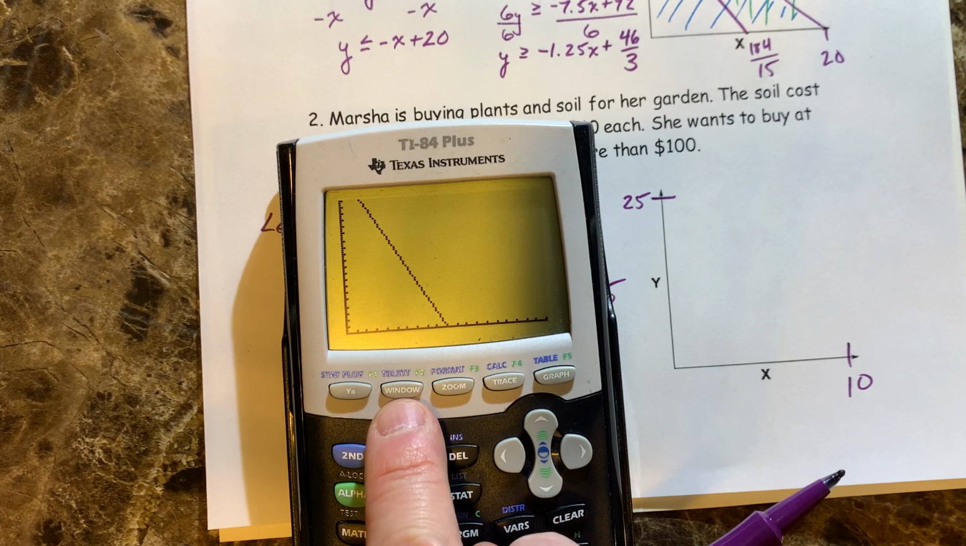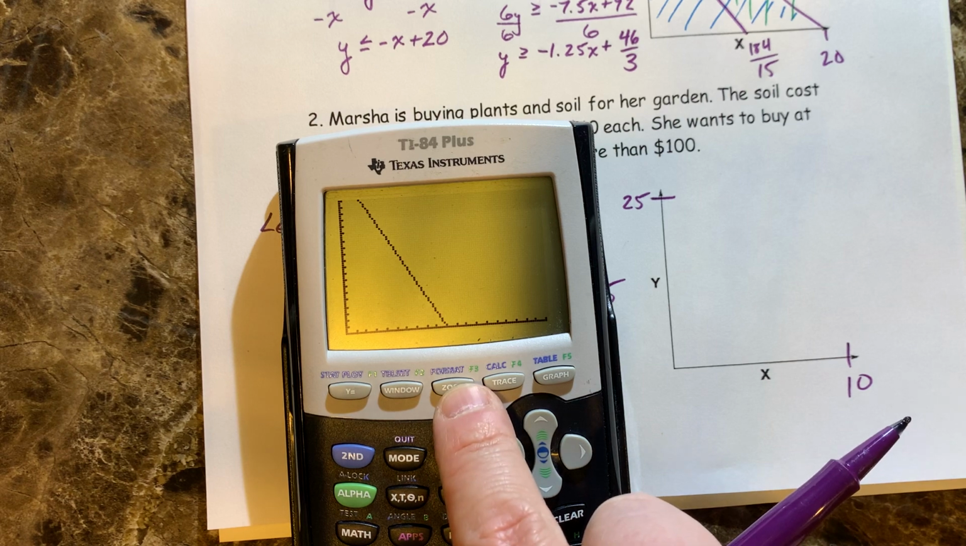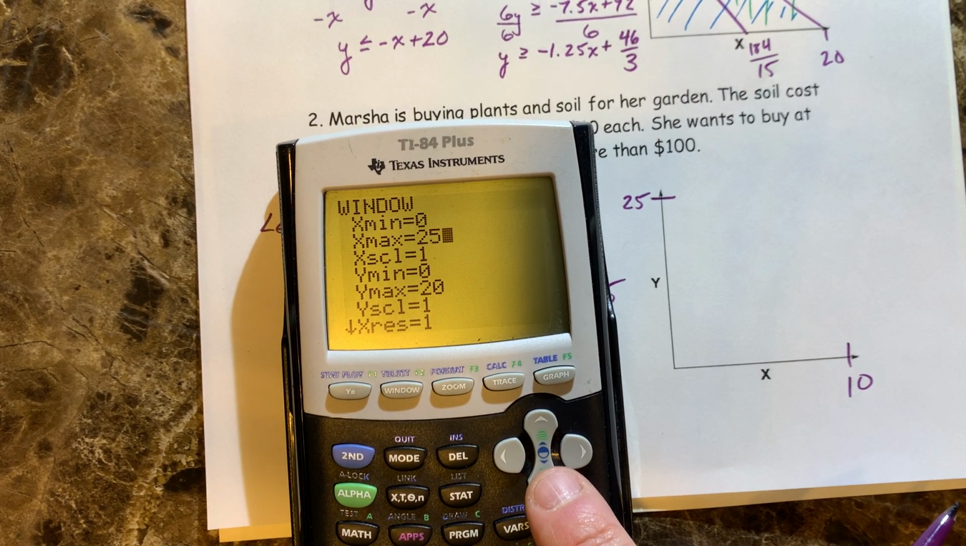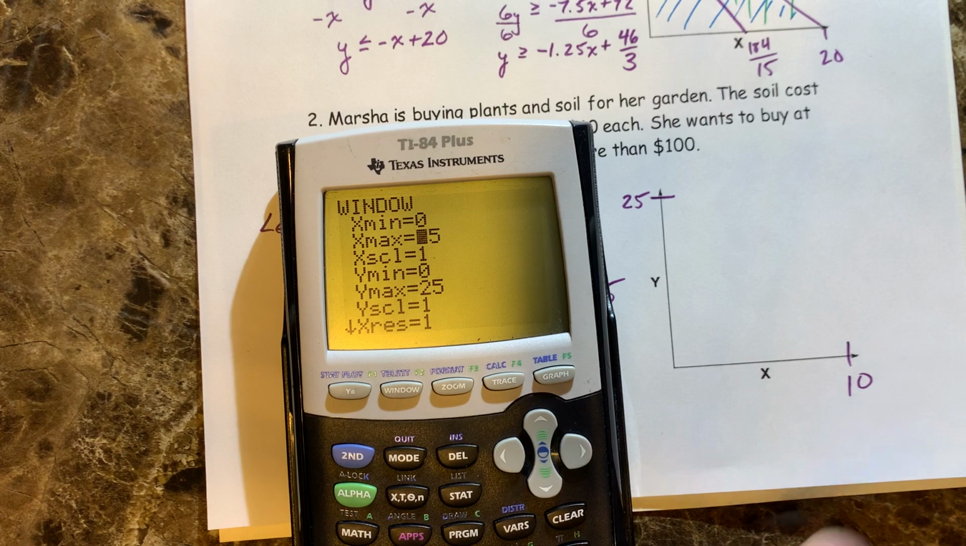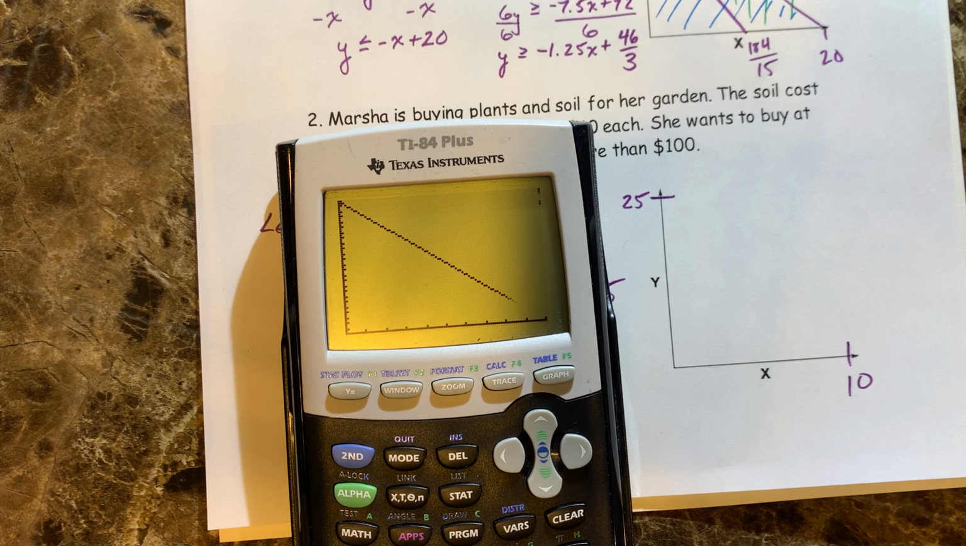But I didn't change my window from before. So it looks a little weird and it's not even hitting where I need it to hit. So let's go to our window and change it to 0, 25. Sorry, that should be the y, the range. And the x, we said we only need to go out to 10. So 0 and 10. And if I hit graph, now it's going from one corner to the other.